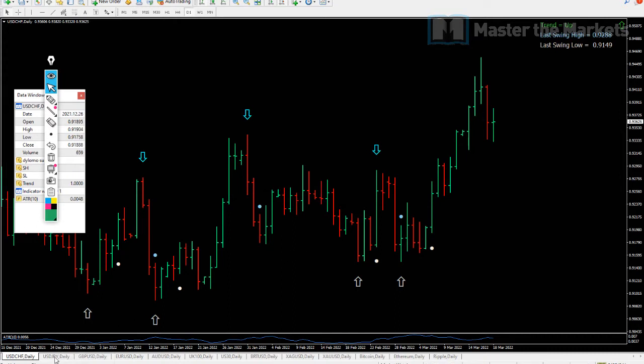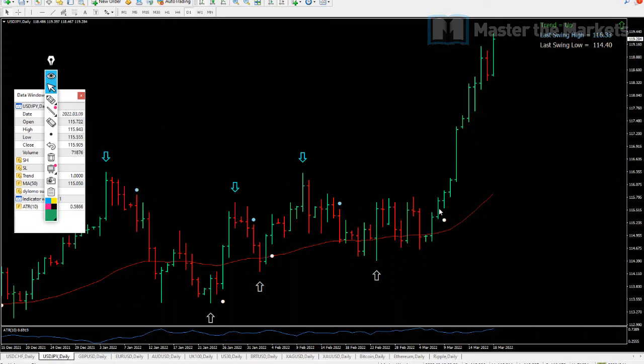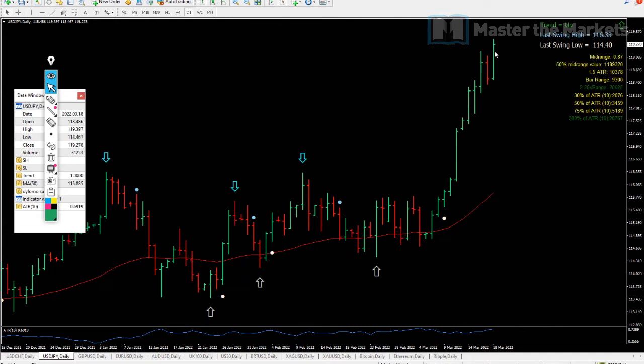Alright, okay, so on Dollar Yen, on the other hand, you can see that this is a very long stretch move. Open equity is diminishing to the upside, so we wouldn't be taking any position as of now.